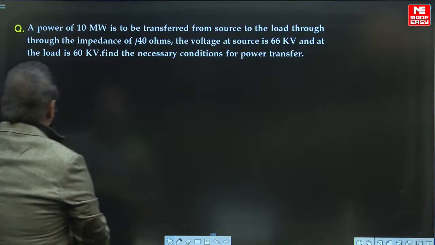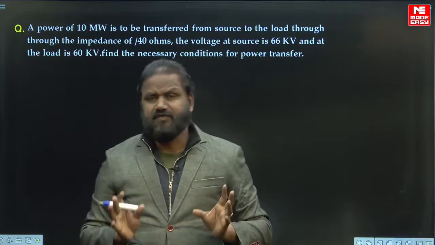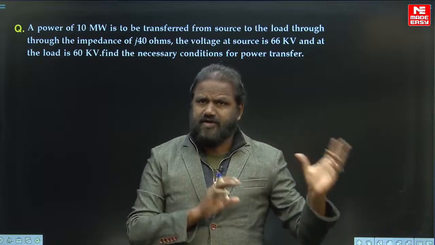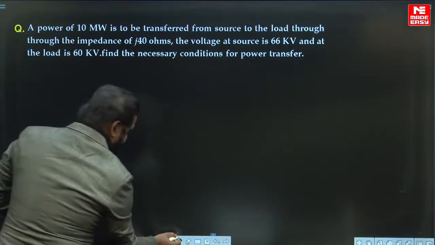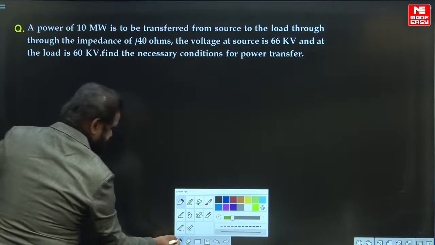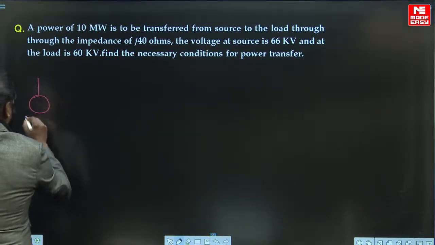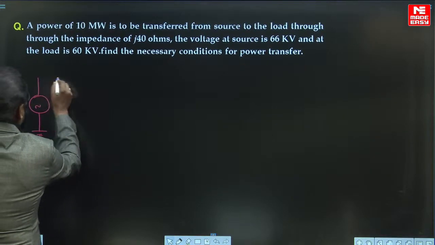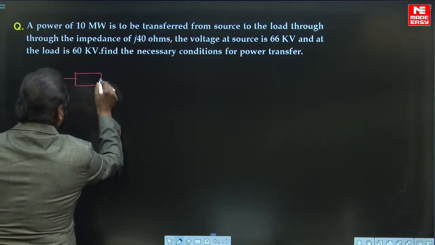The given nomenclature is source and load. These are the two components. What is the power system? A power system can be fundamentally explained as the combination of the generation and the load, that is, the source and load. As per this, the question has been given here. This is the source, and it is transferring the power with an inductive impedance of a certain value.